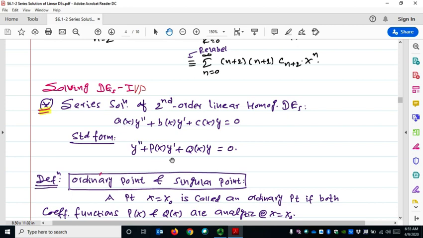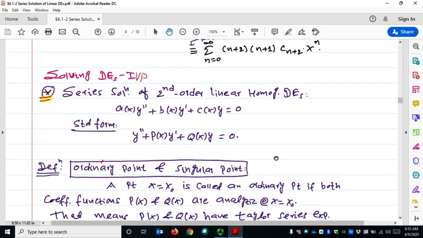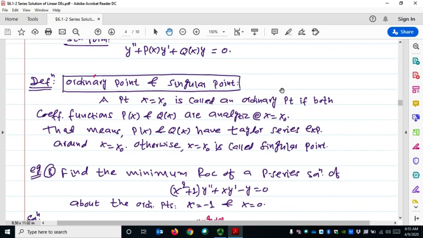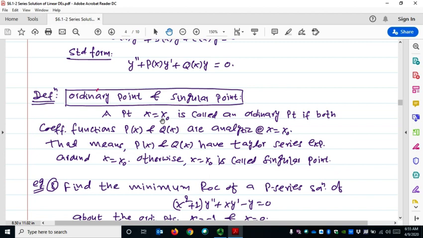In the standard form, divide by non-zero a and simplify and relabel, it gives us y double prime plus p(x) y prime plus q(x) y equals 0. This is the familiar expression for us. Now I do need one more definition: the ordinary point and singular point.